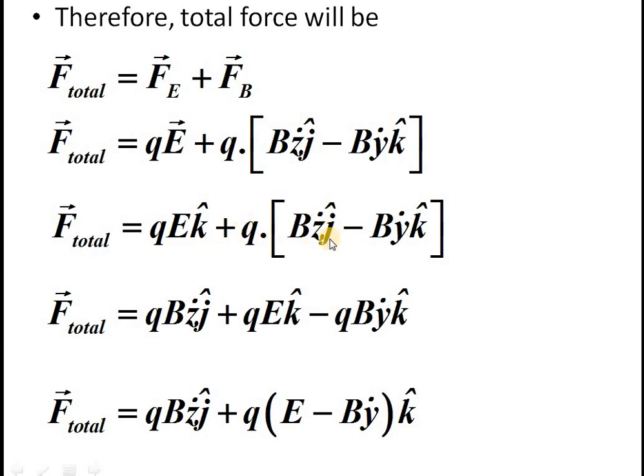We'll first take the j cap component, or Y component. So we have qBz j cap plus qE k cap minus qBy k cap. So this is the Y part, this is the Z part. Writing them separately, qBz j cap plus (qE minus qBy) k cap.